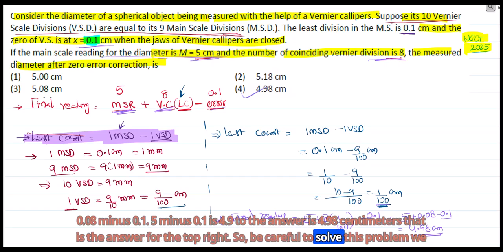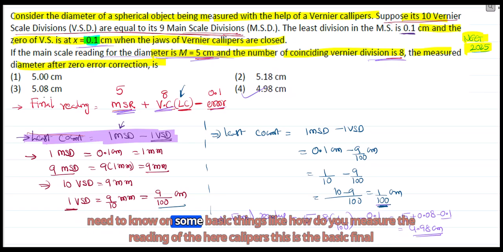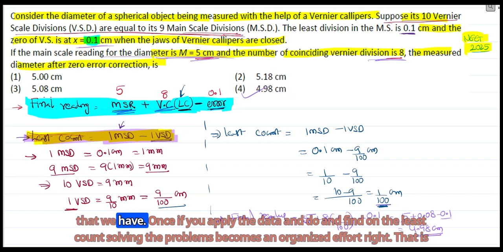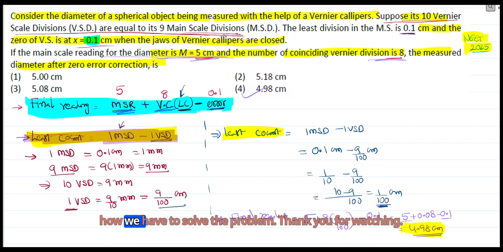So be careful when solving this problem. You need to know some basic things like how to measure the reading of the Vernier calipers. This is the basic final rule that you need to know. Further, you need to know how to calculate the least count. To measure the least count, this is the formula that we have. Once you apply the data and find the least count, solving the problems becomes an organized effort. That's how you have to solve the problem.